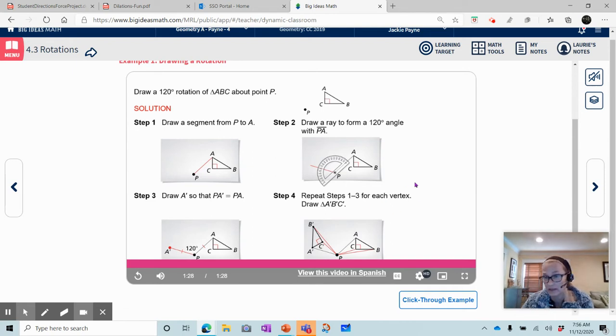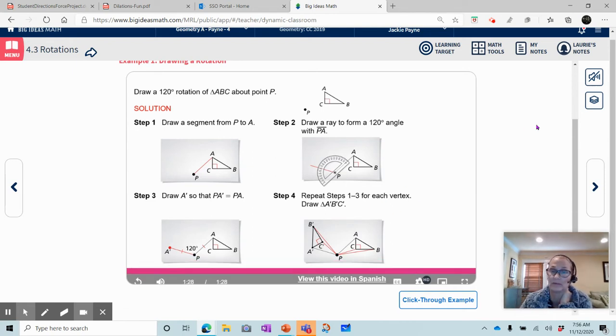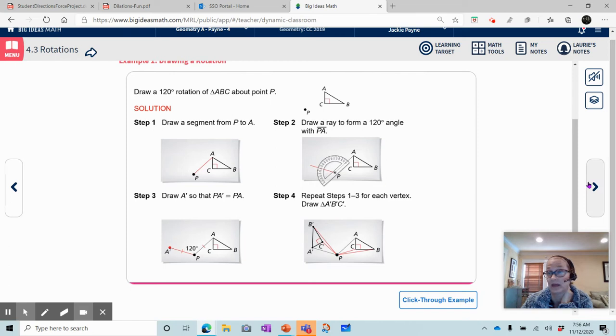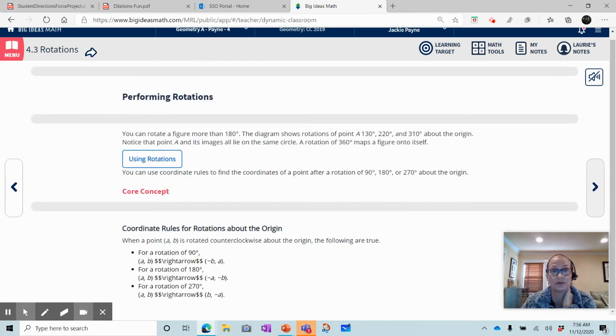You measure the distance and then you move it. And that's really all there is to it. But the 120 degrees we're not used to using.